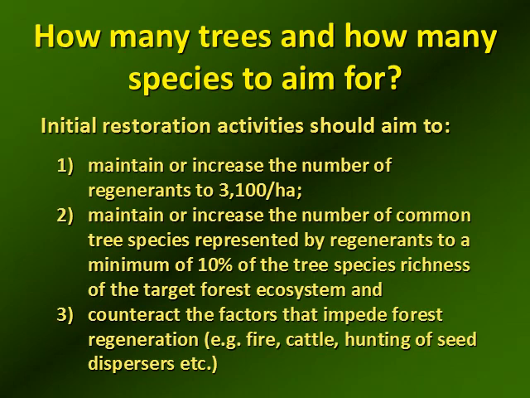And the last thing, number 3, initial restoration activities should aim to counteract the factors that impede forest regeneration. So if you are recording fire in all of your circles, you need to cut a fire break. If you are recording cattle dung in each of your 10 circles, then you need to talk to the villagers about restricting access to the area by domestic animals. And if you are not finding seed dispersing animals in your landscape, you need to perhaps run an anti-hunting campaign amongst the local people.